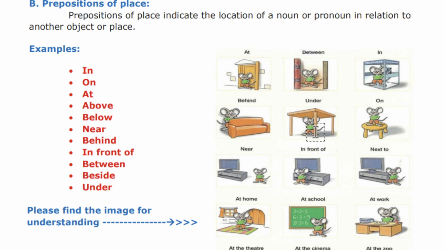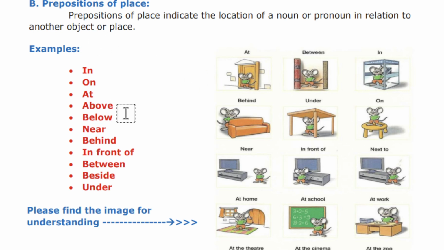So here the object is table. So a preposition of a place indicates the location of the noun, or pronoun, in relation to another object or place. So where is it placed? Under the table. Okay, very simple.